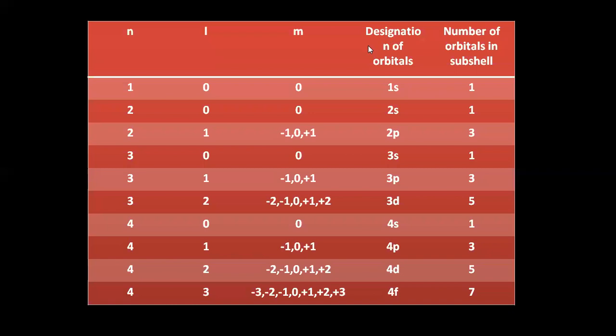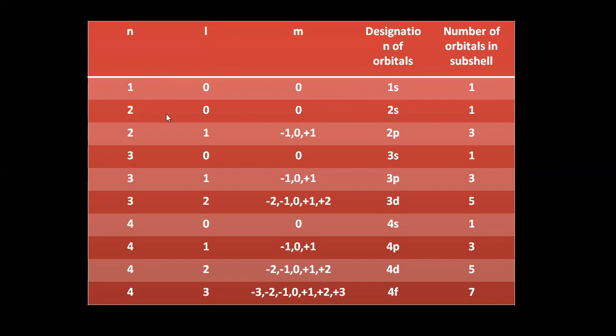So how do we designate the orbitals? The designation of the orbital is done as 1s. Why 1s? The 1 represents the principal quantum number, and L equal to 0 means s. So when we write 1s, 1 stands for the principal quantum number, and s stands for the azimuthal quantum number, that is for 0. And how many orbitals are in the subshell? Obviously 1.